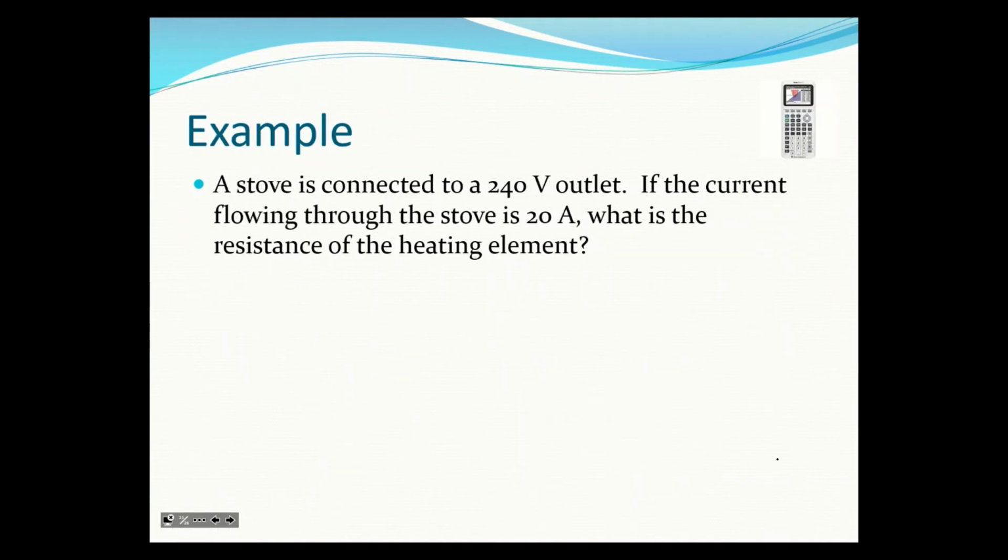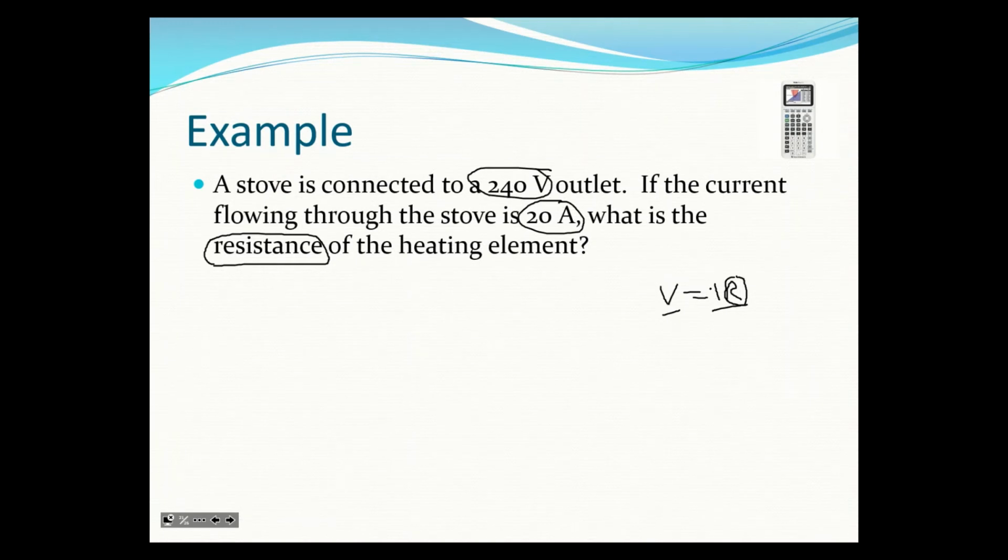A stove is connected to a 240 volt outlet. If the current flowing through the stove is 20 amps, what is the resistance in the heating element? We'll use Ohm's law, V equals IR, and we are trying to find resistance. It's important that you find what you are trying to find. They give us current and they give us voltage.